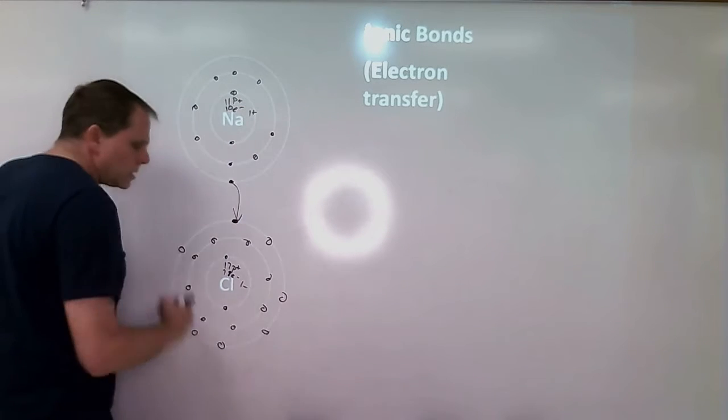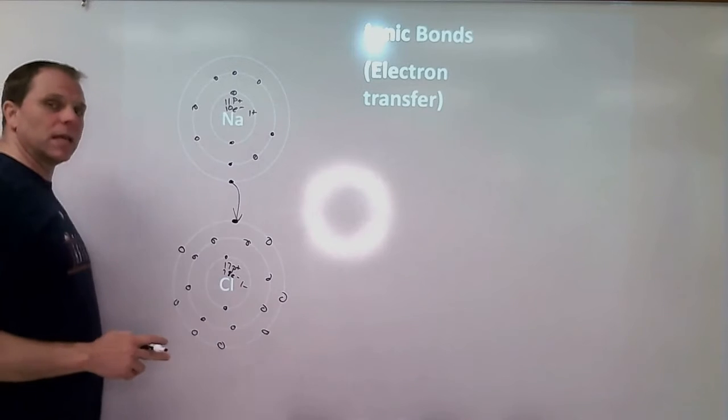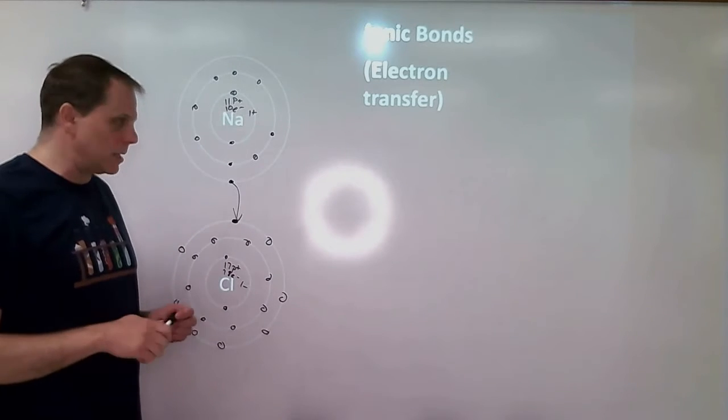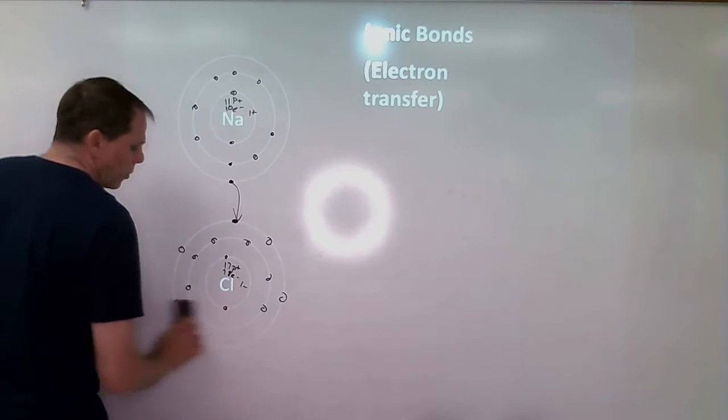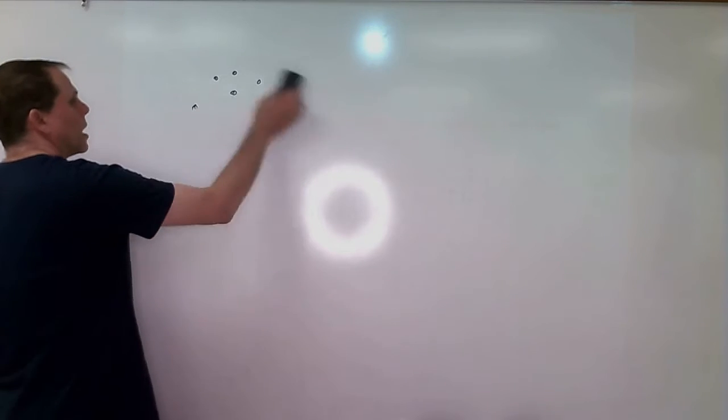So this transferring of electrons is what's taking place when you have ionic bonding, okay? A quick transfer of electrons. Now, this is different than it is for covalent compounds. And for covalent compounds, we'll talk about sharing.